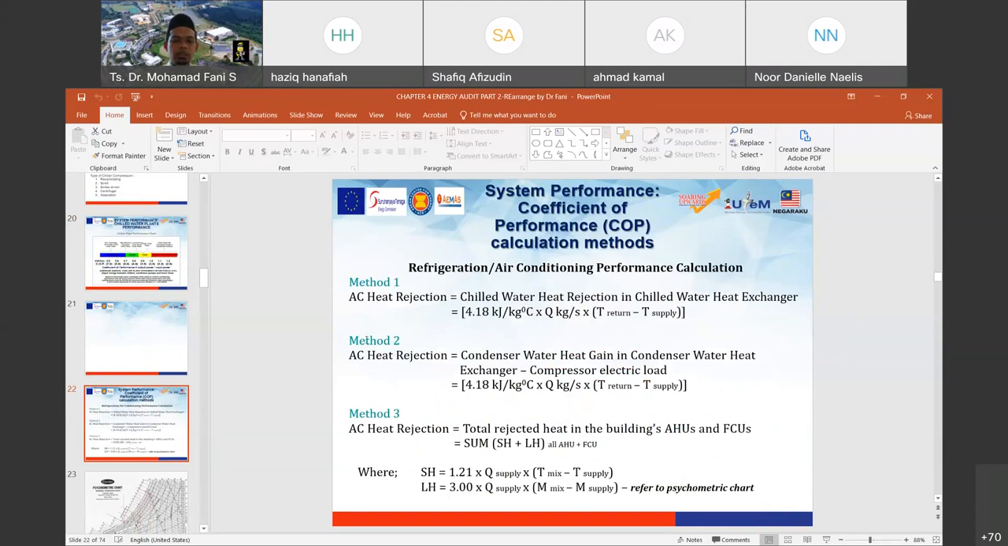We have 3 methods over here, and I will show you the very easy method, number 2. To get the 4 points over here, look at here. Basically, number 1 and number 2 are the same, but in different pipes. For number 2, you can go to the chiller plant and get the flow rate for the total supply in kg per second, and get the supply temperature and return temperature of the water.